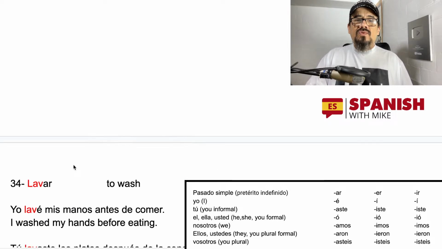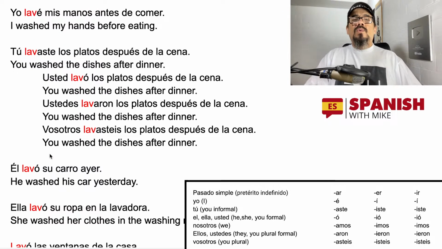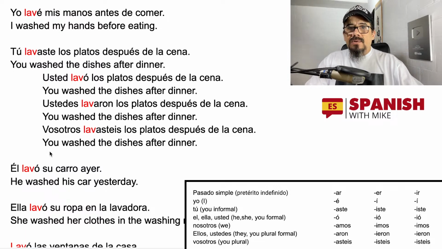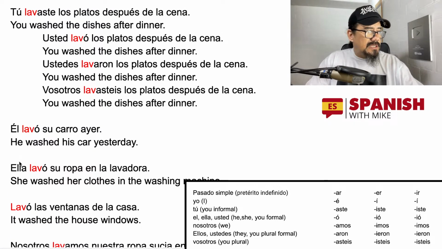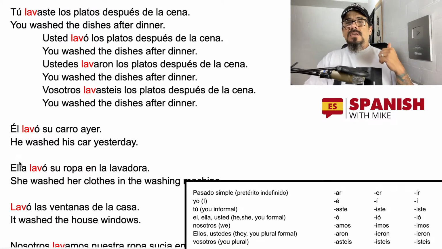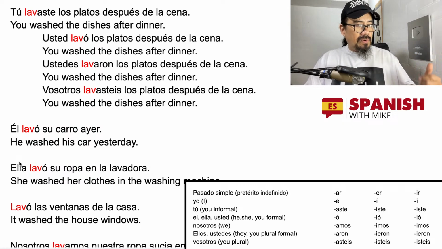Female. Let's move to verb number 34. Lavar. To wash. Yo lavé mis manos antes de comer. I washed my hands before eating. Tú lavaste los platos después de la cena. You washed the dishes after dinner. Singular, informal, close relationships. Usted lavó los platos después de la cena. Singular, formal. Ustedes lavaron los platos después de la cena. Plural.